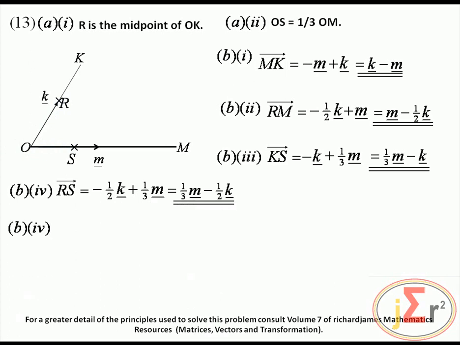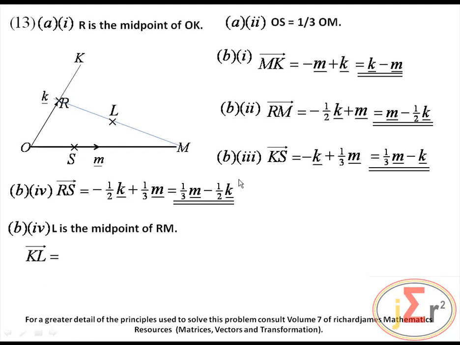L is the midpoint of RM. So we are going to put that up there. L is the midpoint of RM. There we have L. Use a vector method. Prove that RS is parallel to KL. Where's RS? Here it is. RS is parallel to KL.